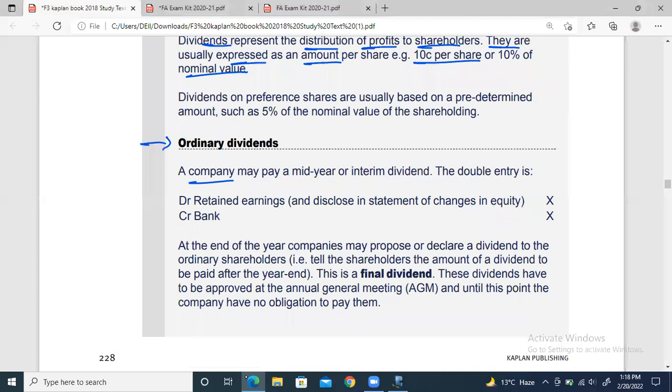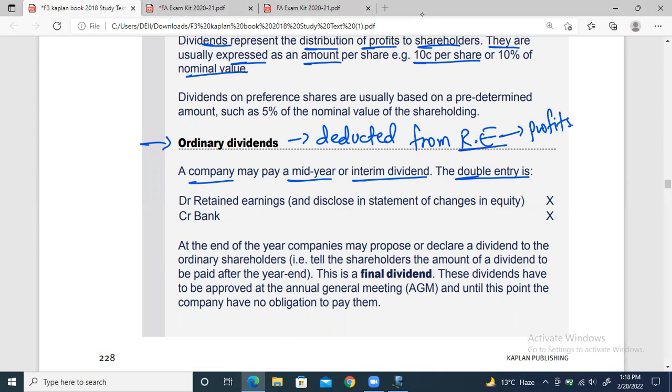A company may pay a mid-year or interim dividend. The double entry for the dividend, as you can see, is over here. I am basically making things simpler, that's why I'm writing over here. Dividends are deducted from retained earnings. Retained earnings also come under the equity, the capital section, and this basically has all the profits. All the profits that are invested back into the company are contained within retained earnings.